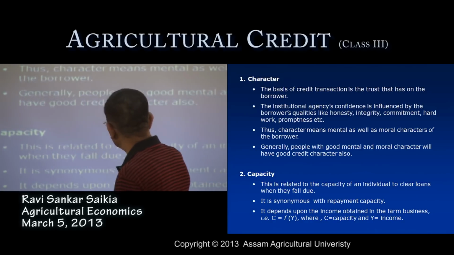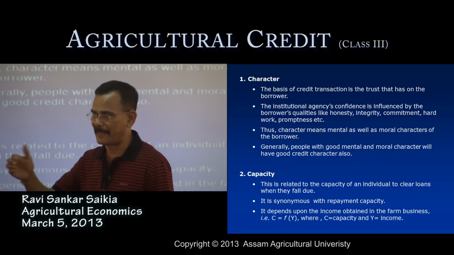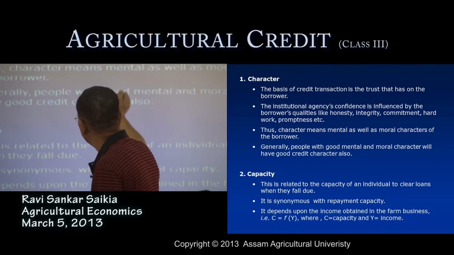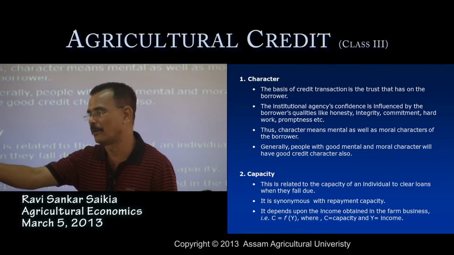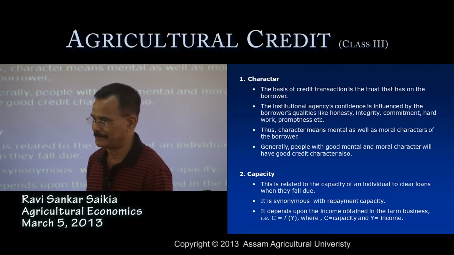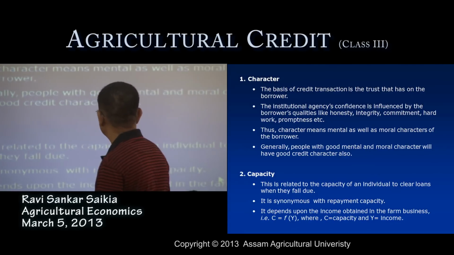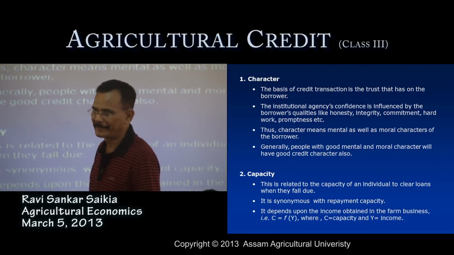So generally they look for this. If any information is available with the bank regarding the farmer, regarding these variables, that is honesty and integrity, the bankers will necessarily give the loan easily to the farmers. It should be along with the farmer or borrower. The character means the mental as well as the moral character.